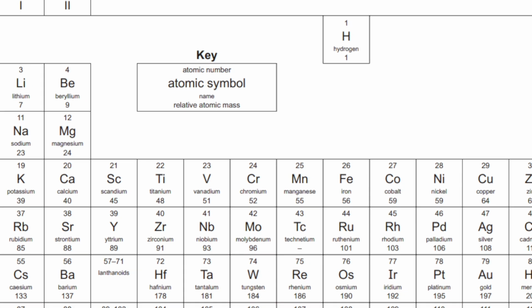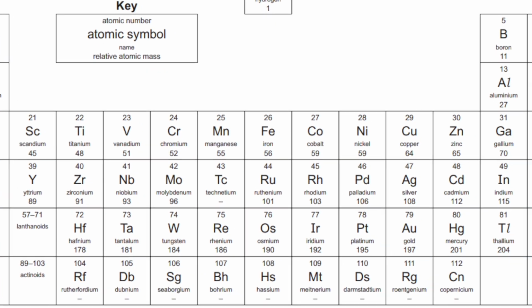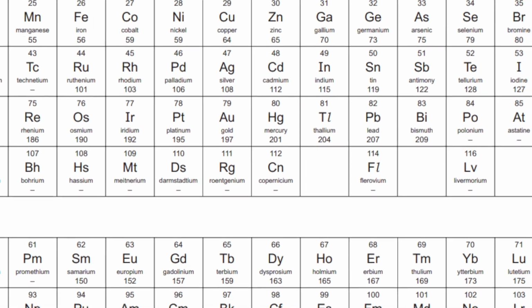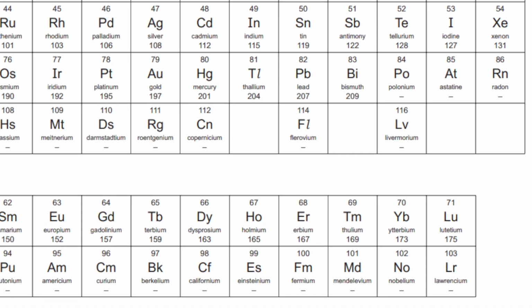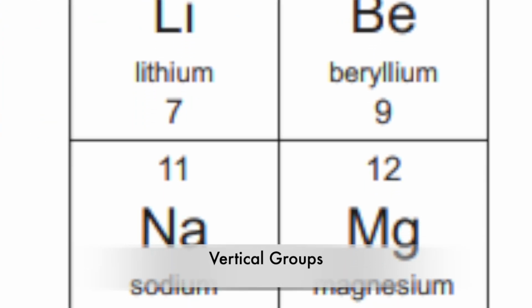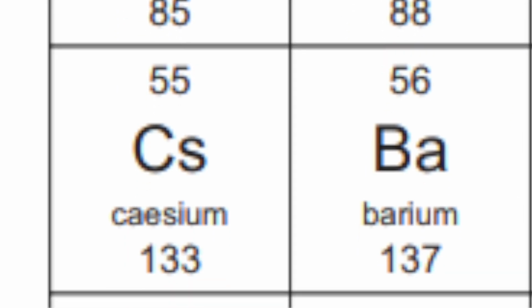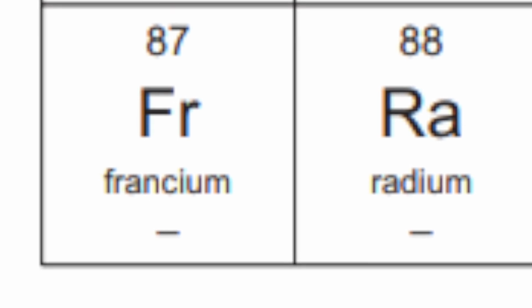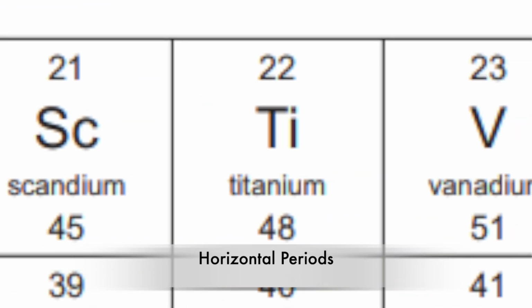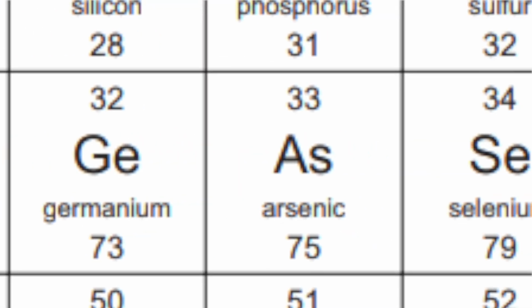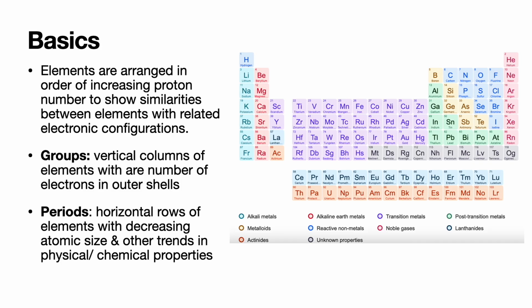All the known elements have been arranged in the order of increasing proton number to show the similarities between elements with related electronic configurations. Certain groups, which are vertical columns of elements, show the number of electrons of all the elements in their outer shell. Periods are horizontal rows of elements with decreasing atomic size and other trends in physical or chemical properties.